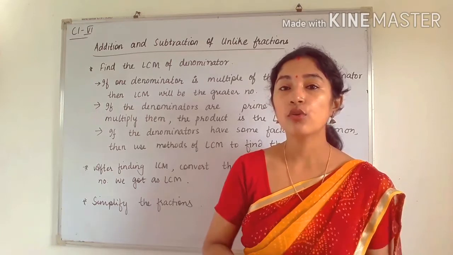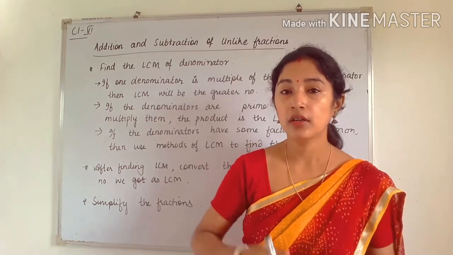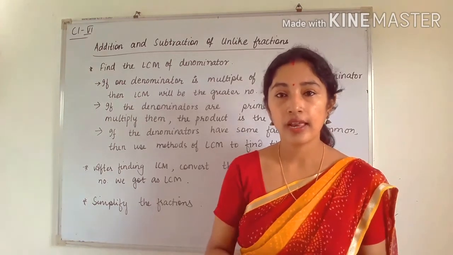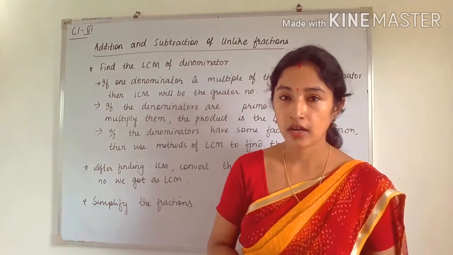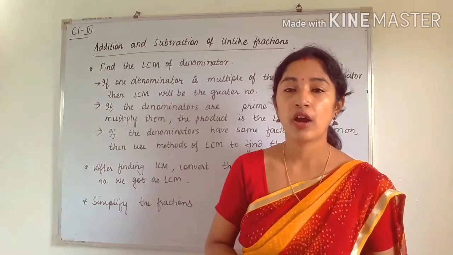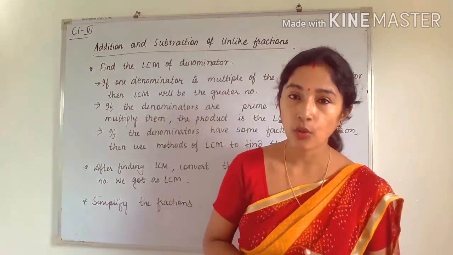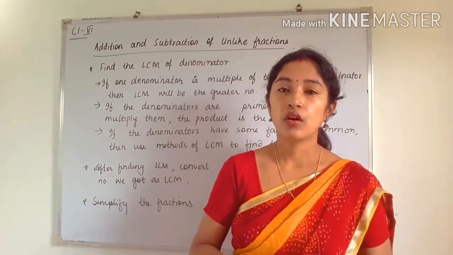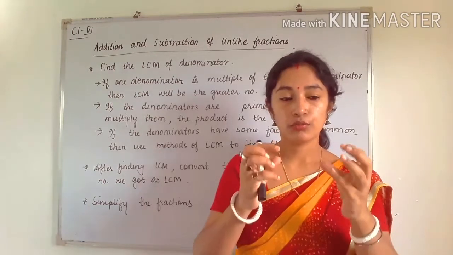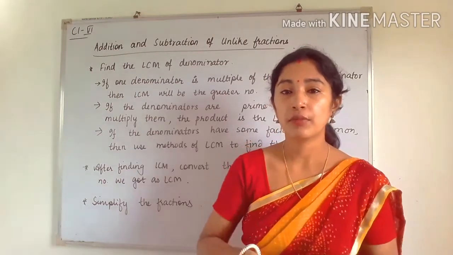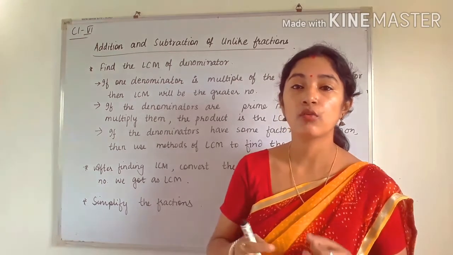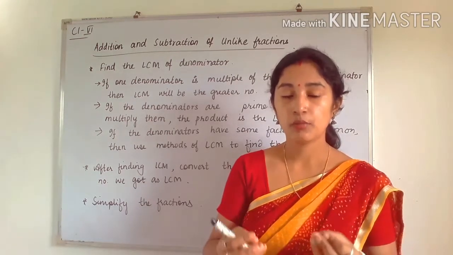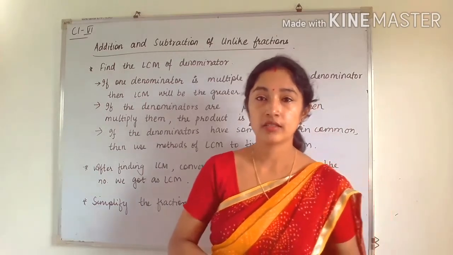And how to know what the same number is? We have to find the LCM of the denominators. So if the fractions are unlike, then we have to find the LCM of the denominators. If the denominators are different, what different numbers can they be? Let us discuss that part.